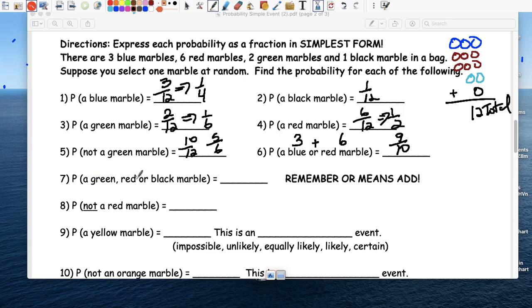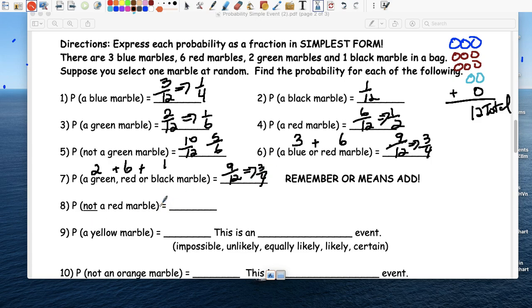A green, a red, or black. So plus and plus. Green, 2, red, 6, black, 1. So that is 9 out of 12. And that's what I should have written here. Sorry, this one is not 10, it's 12, which simplifies to 3/4, and this also simplifies to 3/4.